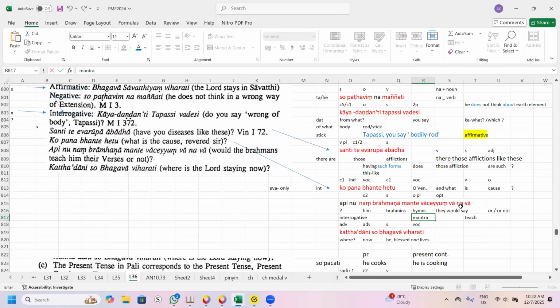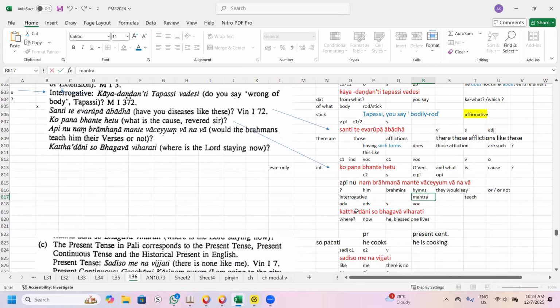"wa" and "na wa". That means to teach the mantra to him or not. Or not. So in this case, we take "or not". This is "or not". That is how. So can you see, would the Brahmin teach him the mantra or not? This is interrogative because of this particle, "apino". This is the particle. Okay.